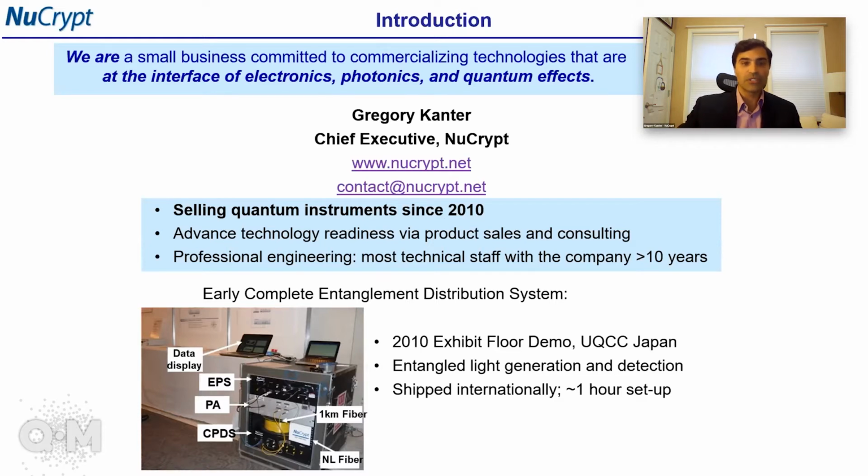An example of an early complete entanglement system that we introduced in 2010 and sent to Japan to do a show floor exhibit is shown here. And we were able to ship the system, unbox it, and be breaking the quantum barrier, meaning making measurements that are impossible with a classical system, in about an hour. So this is the system I'm going to primarily talk about today, and it's been improved and updated over the years.